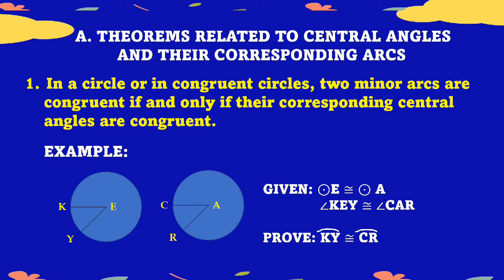Let's start with the theorems related to central angles and their corresponding arcs. The first one: in a circle or in congruent circles, two minor arcs are congruent if and only if their corresponding central angles are congruent. For example, here we have circle E and circle A. Given, circle E is congruent to circle A. Angle KEY is congruent to angle CAR. Let's prove that arc KY is congruent to arc CR.